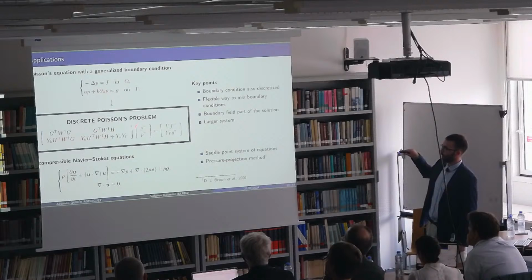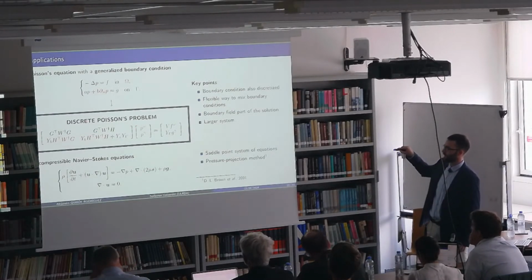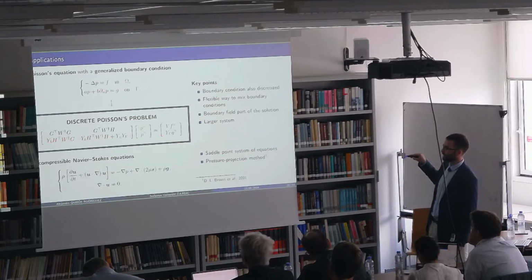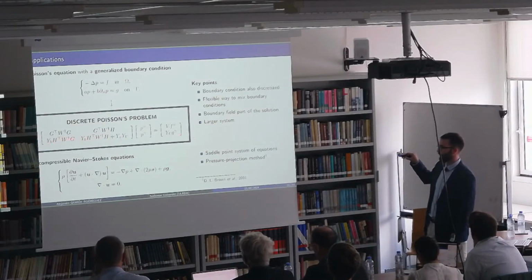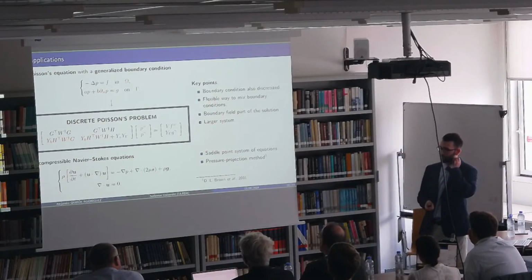So we use our operators to discretize the system of equations, and we arrive at this system here, where the first row corresponds to the Poisson equation itself, and the second row corresponds to the boundary condition. And this is one of the main points of our methodology, and the main difference with other methods that we can find in the literature, is that we also discretize and solve for the boundary condition. And this has some consequences.